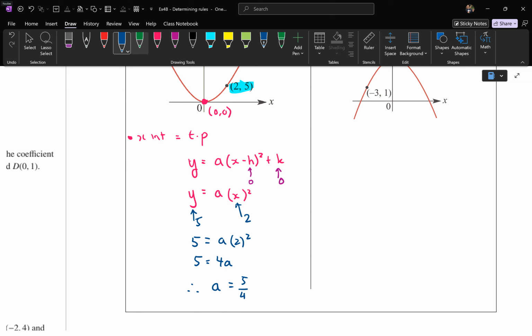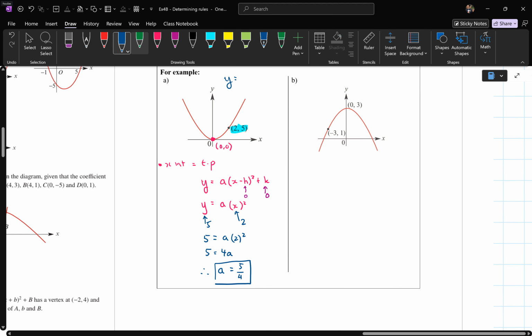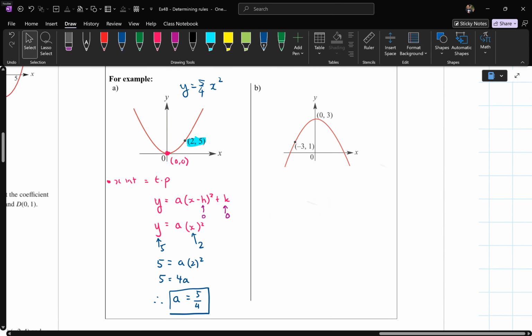504. It was tough, but you made it. So you got a equals 504. So that means my equation for this one, determining the equation, must be y is equal to 514 bracket, well, you don't have to write brackets because there's no movement, so it's 514x squared. Okay, so you got the dilation. Let's do the next one.